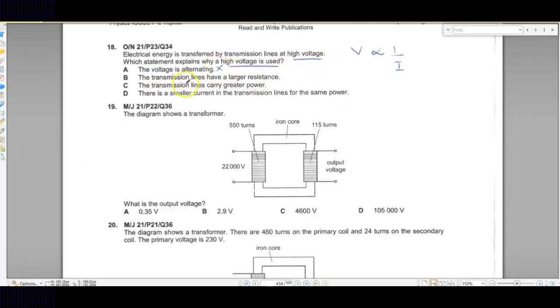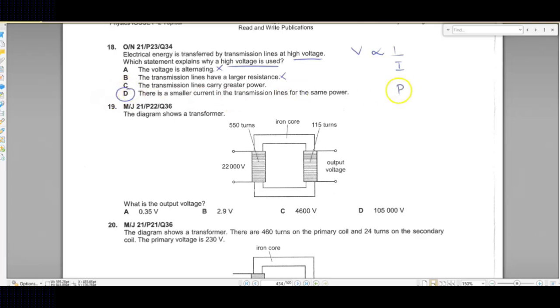The voltage is alternating. No, this is not the case. The transmission lines have a higher resistance. No, this is not correct. If they had higher resistance, the current would have been smaller anyways. The transmission lines carry greater power. They don't carry greater power, they carry greater voltage. There is a small current in the transmission lines for the same power. Yes, this is the correct option.